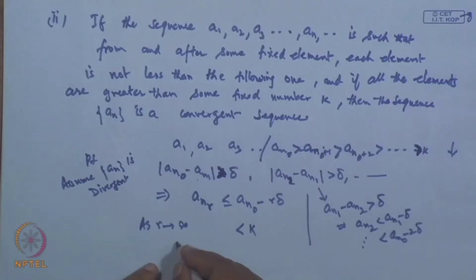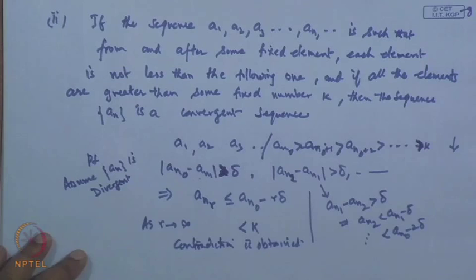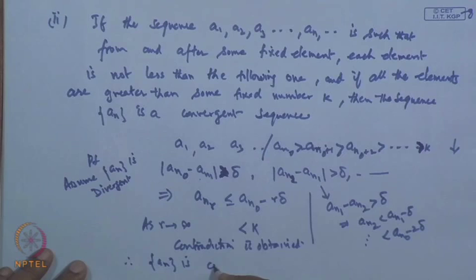Therefore, a contradiction is obtained, and this contradiction is because of the wrong assumption that the sequence a_n is convergent. Okay?